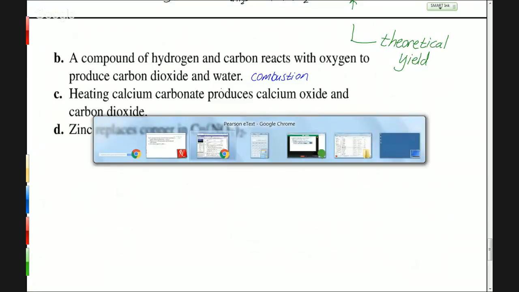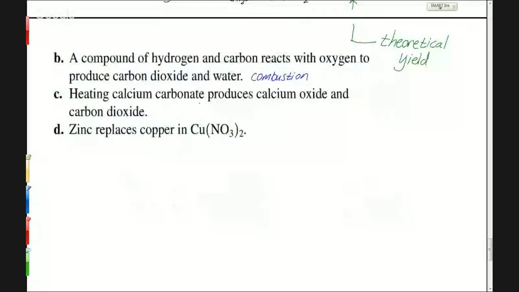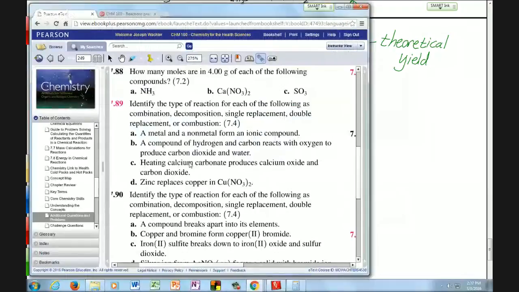And there was another one. So it always forms carbon dioxide and water. This is combustion. Yes, that's really what you're looking for here. And there's one more I was going to grab here too. Oh yeah, these.